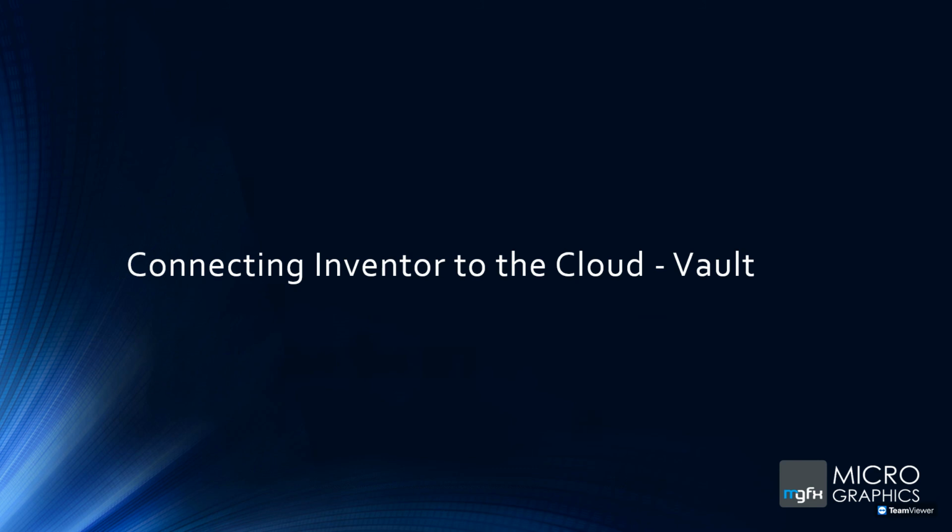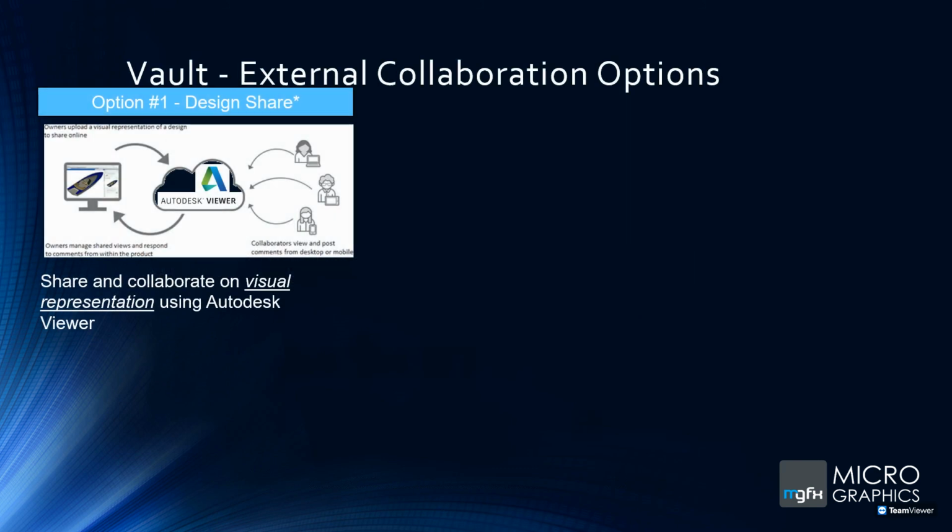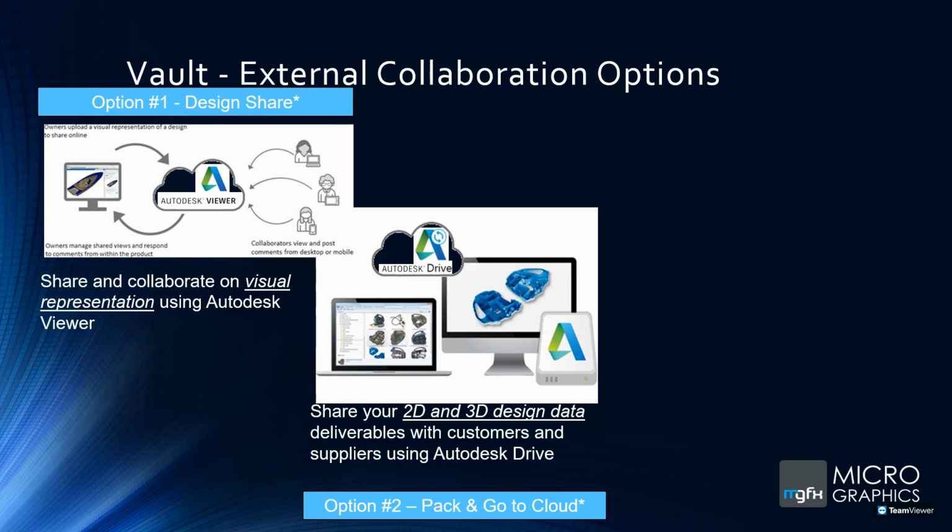Okay, connecting Inventor to the cloud with the Vault. There's a couple of different ways that you can connect Inventor to the Vault. The first one is, you're working in Inventor, and you can just push it straight out to the Autodesk viewer through your shared views, and collaborate. People can see exactly what's going on. So that's the design share option one.